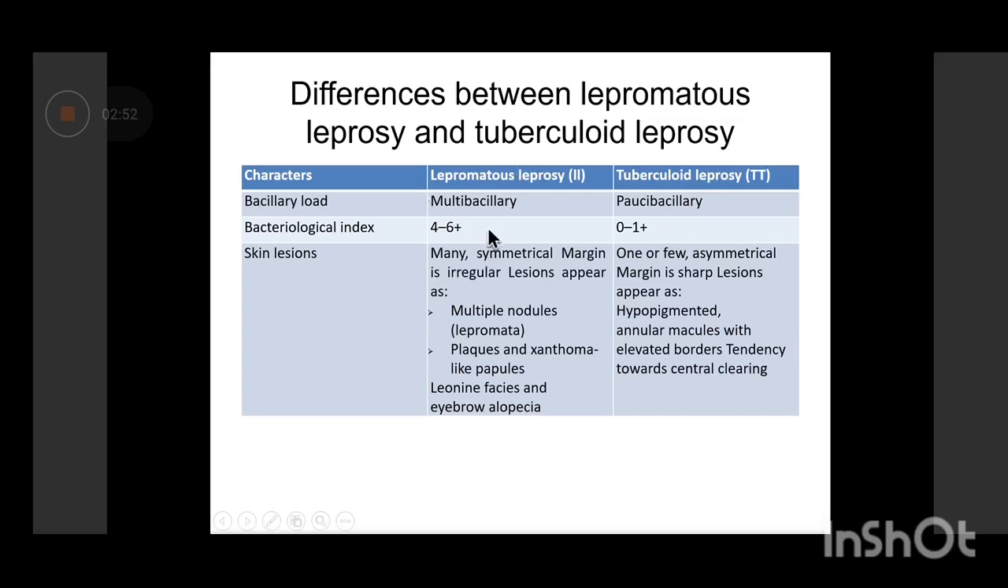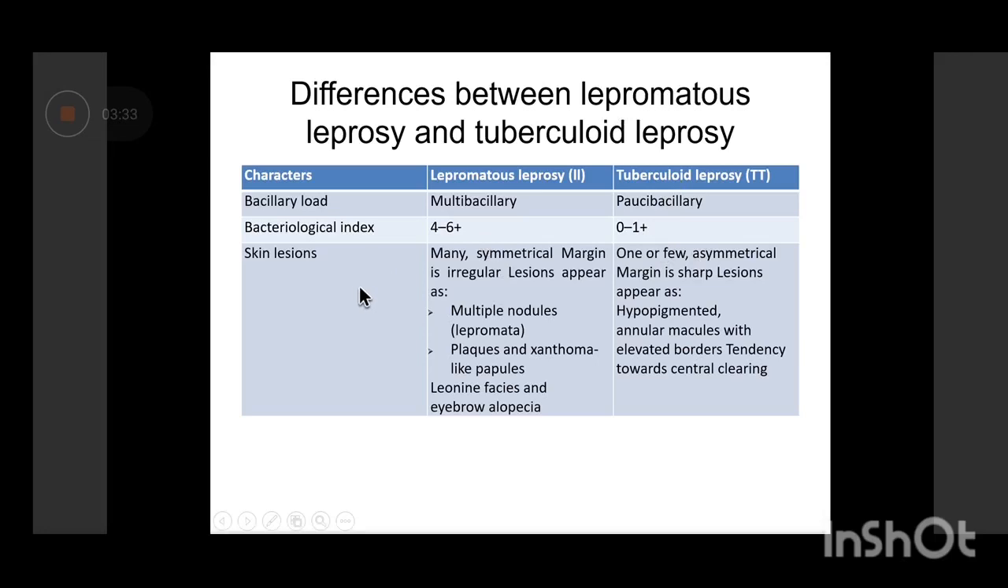Coming to the bacillary load, lepromatous leprosy is multibacillary, so the number of lepra bacilli will be more. Tuberculoid leprosy is paucibacillary. Then coming to the bacteriological index, here it's 4 to 6, that is more. Here it is 0 to 1. In lepromatous leprosy, a large number of acid-fast bacilli are seen, so the bacteriological index is higher as compared to tuberculoid leprosy.